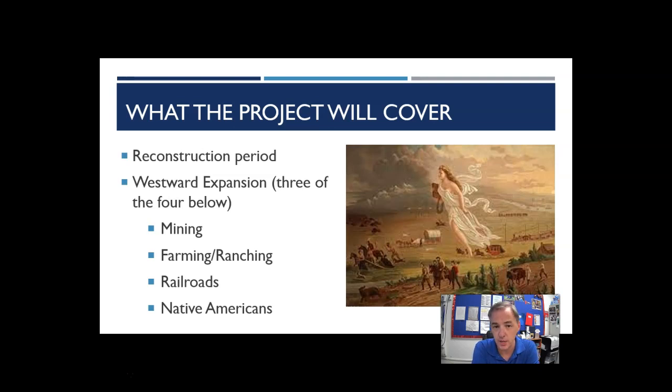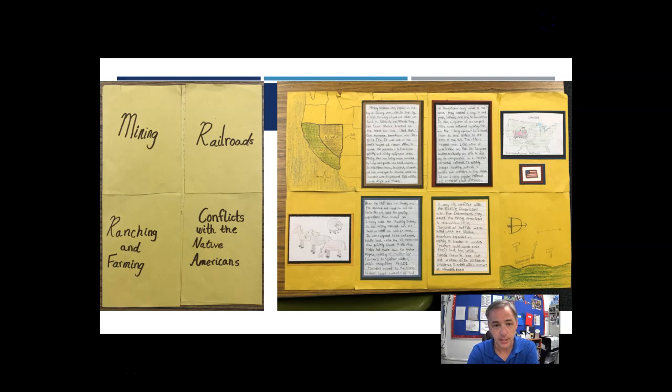And you will have 3 of the 4 following options for westward expansion. You can do mining, farming and ranching, railroads, or Native Americans. So you will pick 3 of those in order to complete your 4-door project. Now, a 4-door project requires that you have some special construction paper. I've already got it folded up and ready to go in my classroom.